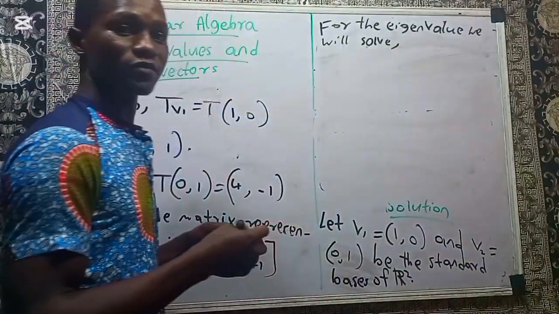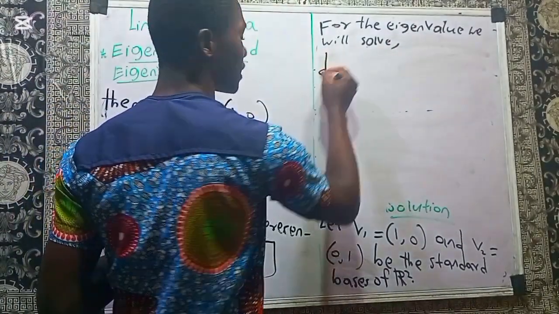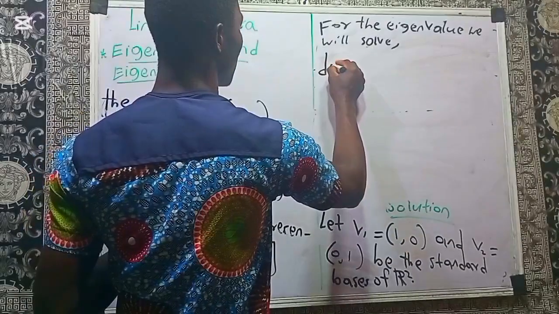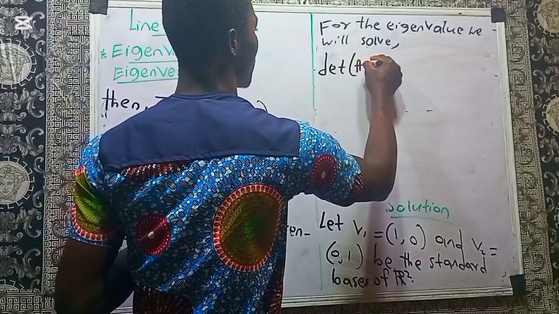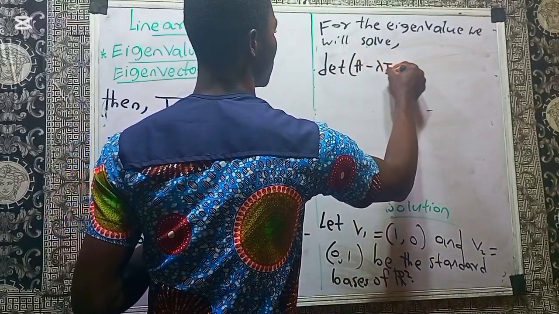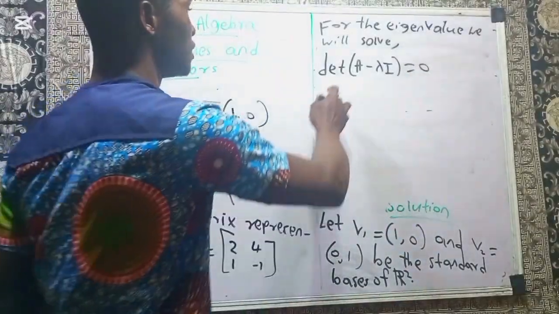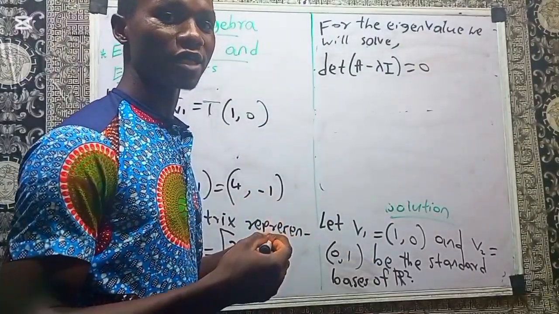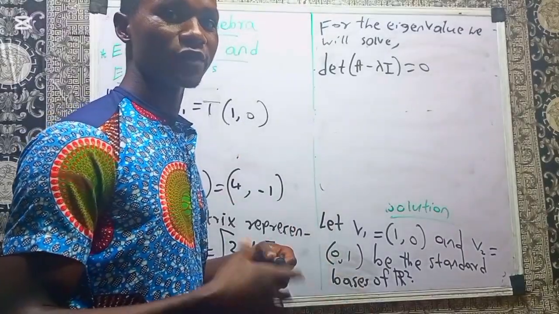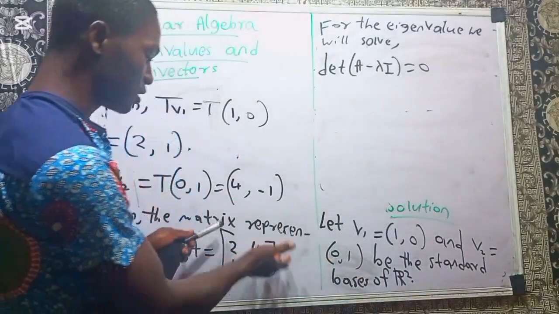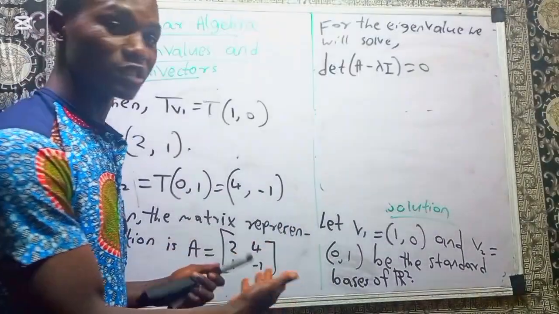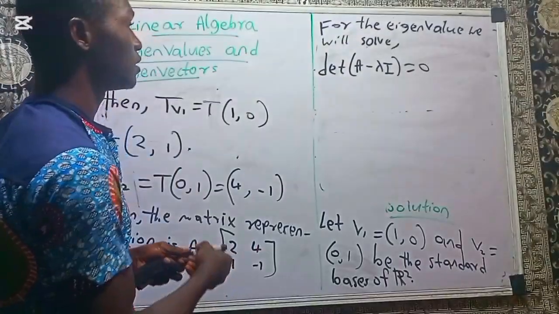This is the matrix representation of this linear transformation with respect to the standard basis. You need to solve this equation. We call it the characteristic equation: determinant of A minus lambda I, equated to 0. We saw this in our previous video. This is the characteristic equation you use to find the eigenvalues of any square matrix. You can see the matrix representation of the linear transformation is a square matrix. We do the same thing, right?